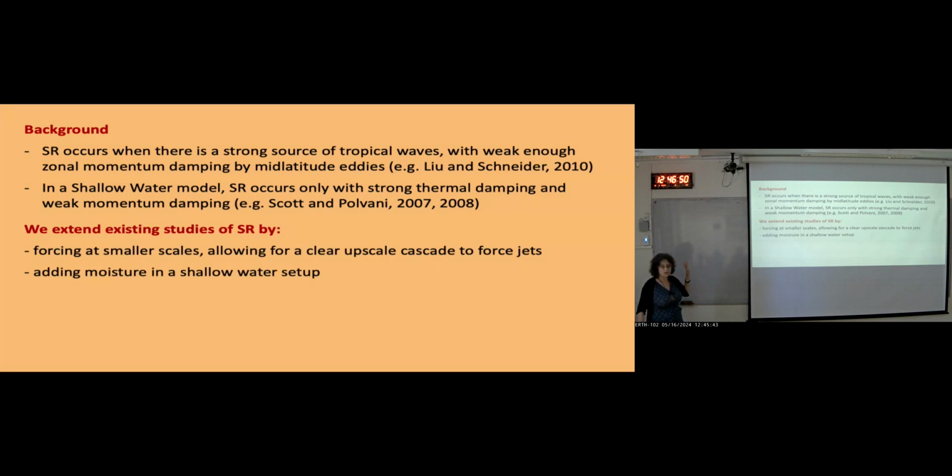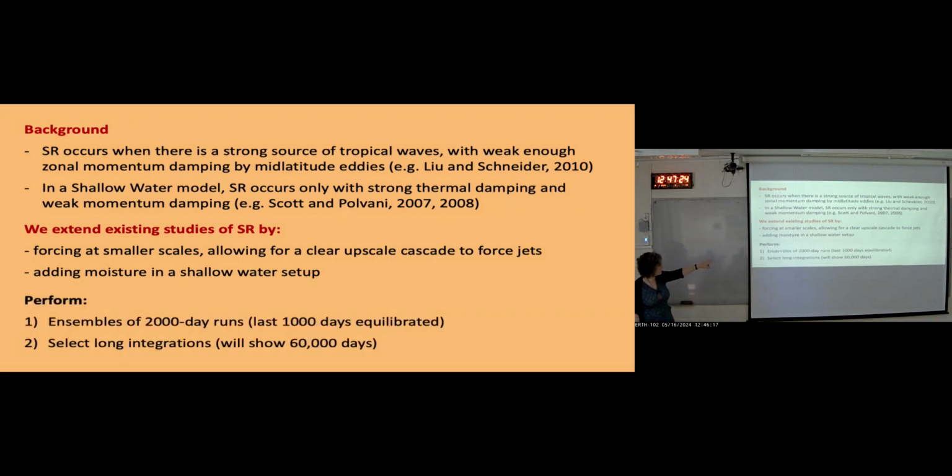Okay? So we're going to extend it. There's a lot of existing literature, but just to summarize, and I can't mention them all, we're extending current studies by forcing at smaller scales. We start from mesoscales. And typically, the runs with mesoscale stochastic forcing are at larger scale, like the group here did. So we start at smaller scale. So we allow this clear upscale cascade to be what forces these rotations. And we add moisture in the shallow water setup.